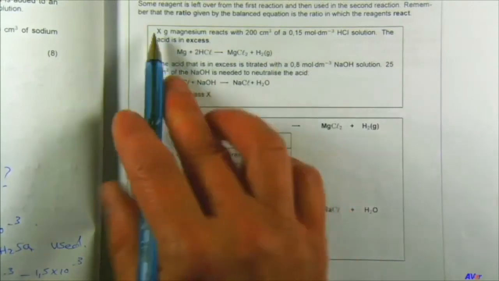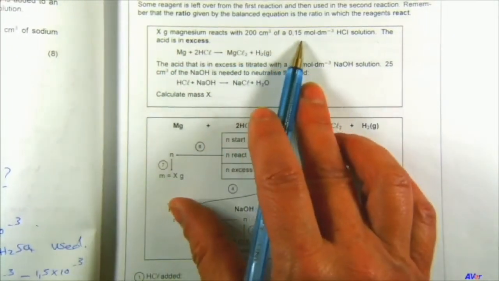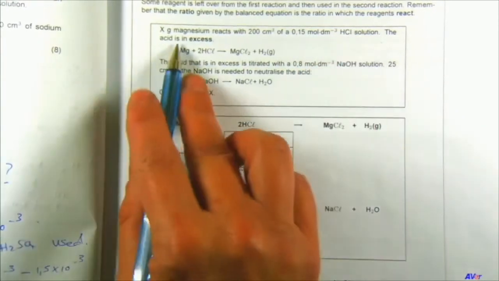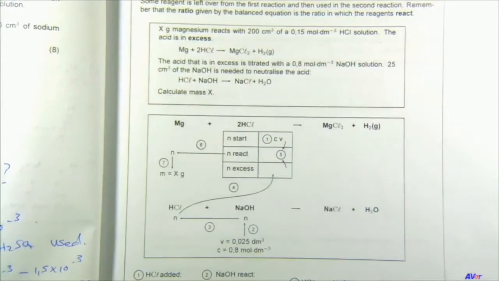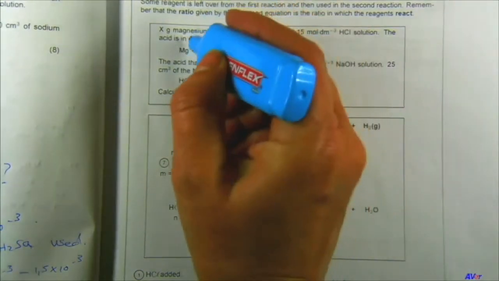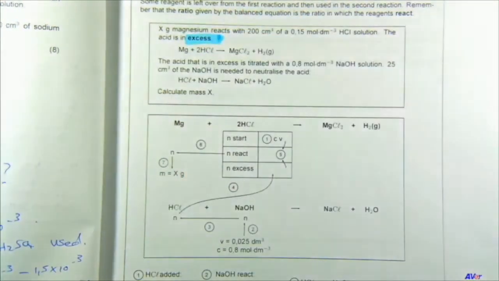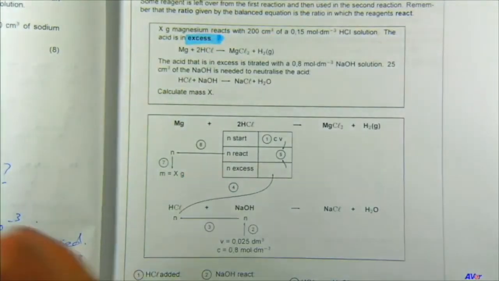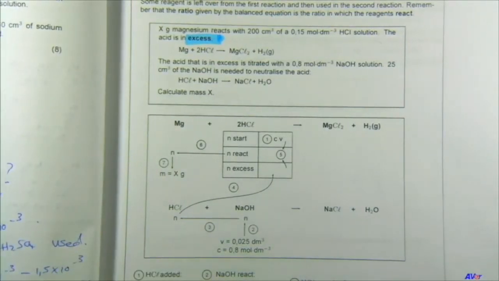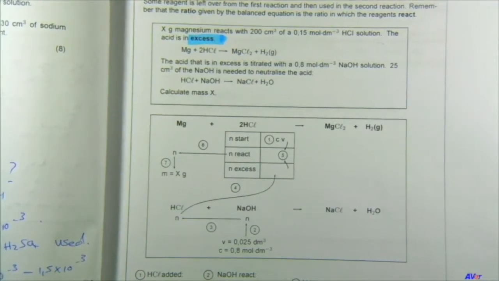They say X gram of magnesium reacts with 200 cm³ of 0.15 mol/dm³ HCl solution. They give us this. And what's the important thing? They're telling us the acid is in excess. And that is a problem, right? May you work with that excess? No, you may never work with the excess, right? Because that means you're going to get bigger answers. Some of that will be lying on the table.